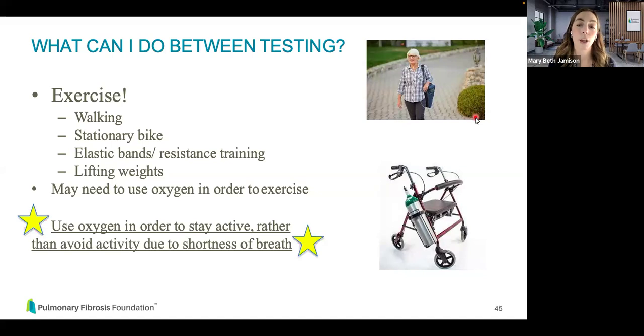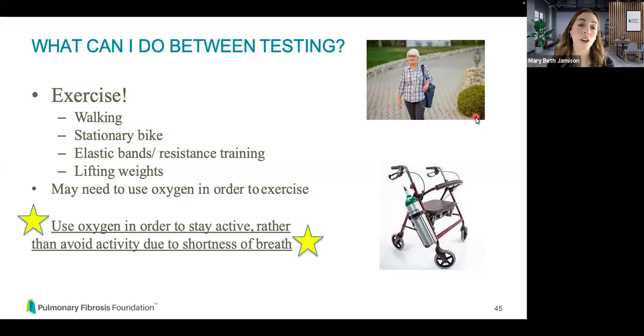So it can help you with breathing exercises, can help with your cough strength, so you're able to give a more forceful cough and clear secretions. So good exercises to do would be like walking, stationary bike, any type of resistance training or weightlifting. And then to keep in mind that you might need oxygen in order to exercise.